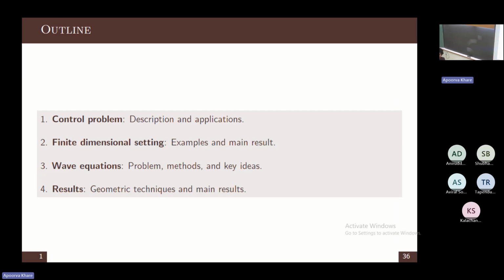Then we'll move on to the finite dimensional case. After that, we'll look at the problem in the context of wave equations and how they can be solved. And also, finally, we'll look at some of the recent results that we have obtained.